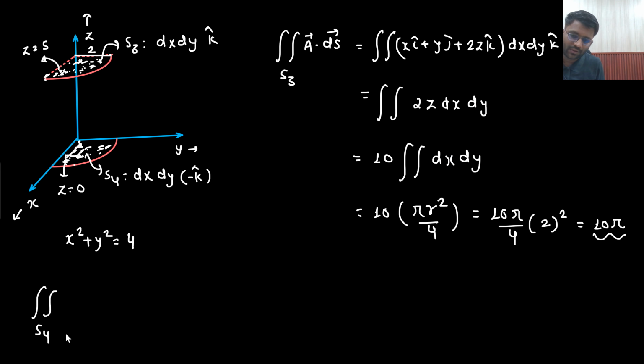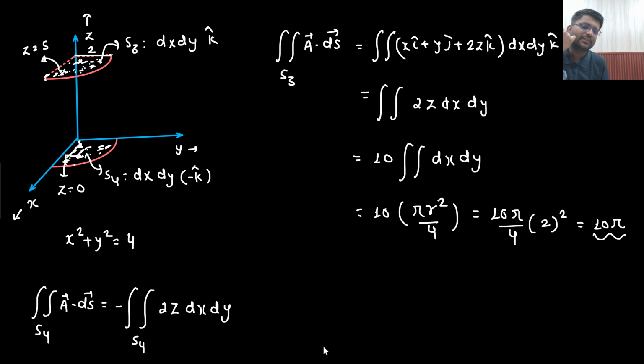Let's check that out. From S4 surface, A dot ds I am supposed to do. Again the same thing I will be writing down, dx dy k cap, again with just the negative sign. Say yes or no? Again the same vector. This time my surface area vector is dx dy minus k cap. So 2z dx dy, but there will be a negative sign for S4.